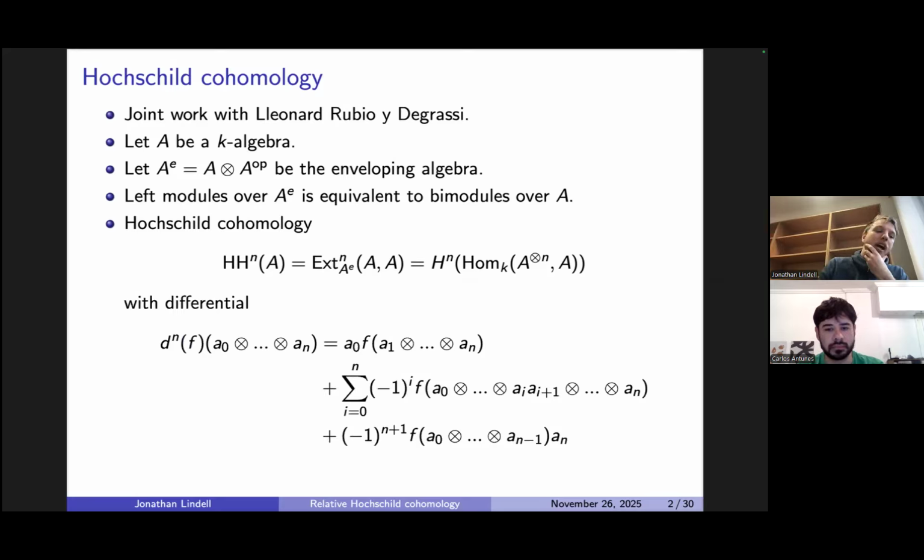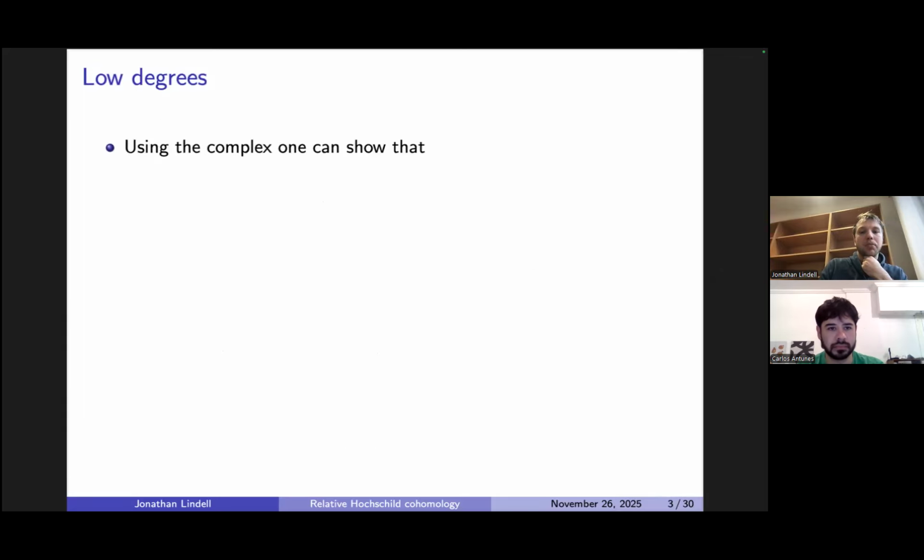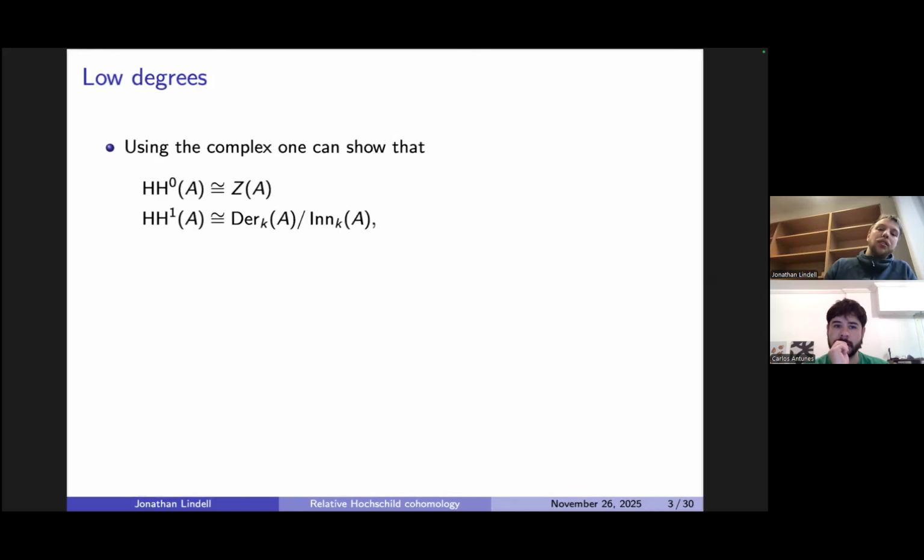Okay, so now we have the definition of Hochschild cohomology, but what does this actually tell us about the algebra? Well, using the bar resolution that we had before, one can compute that in degree 0, the Hochschild cohomology of the algebra is just isomorphic to the center of the algebra. In degree 1, we get that this is isomorphic to derivations of our algebra quotient by inner derivations.